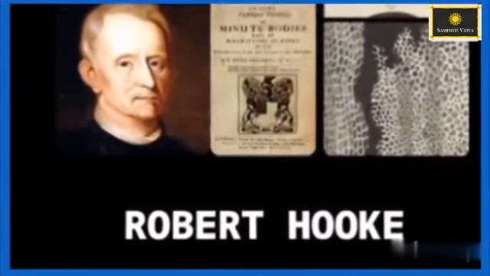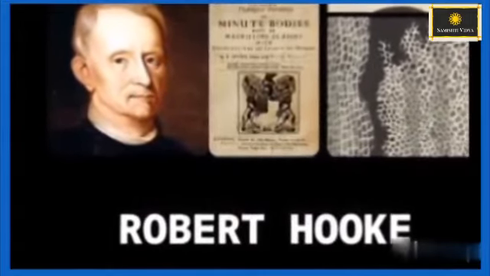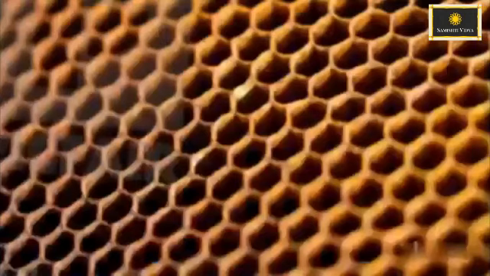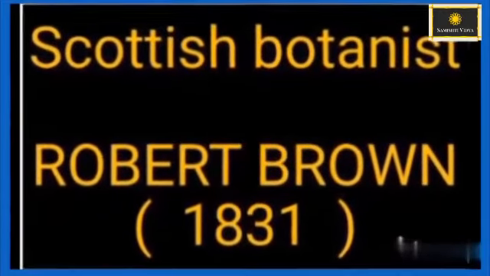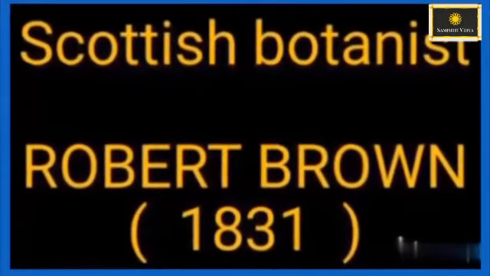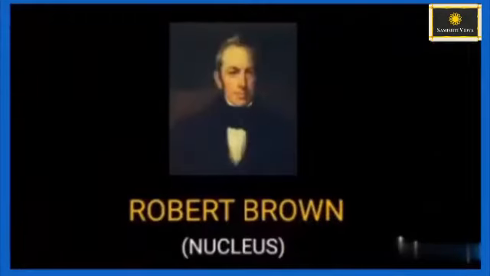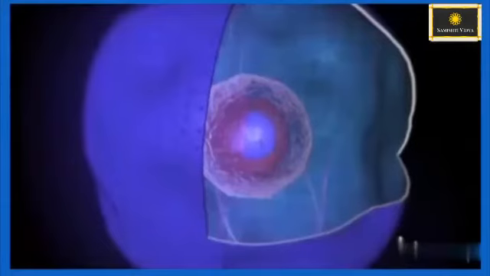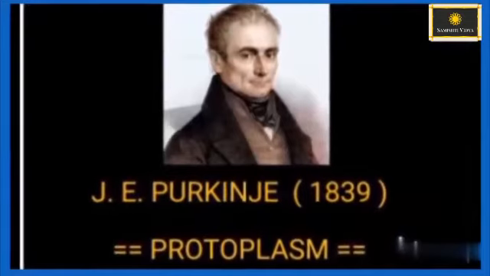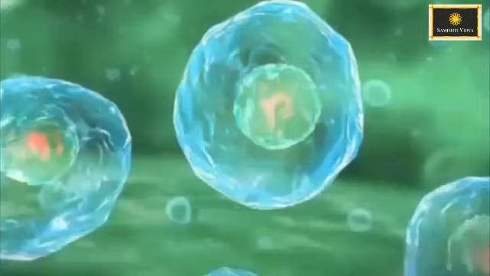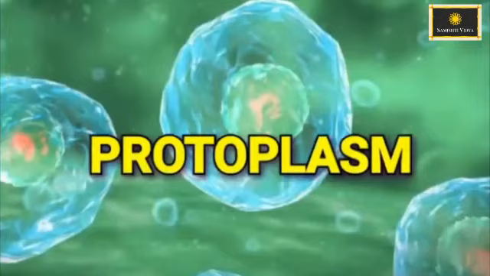Going back to Robert Hooke, he had only seen the thickened walls of the cells and no substance within them. But in 1831, a Scottish botanist, Robert Brown, stained a dark body in the center of the cell and named it the nucleus. Subsequently, in 1839, J. E. Purkinje observed a living fluid substance and called it protoplasm.